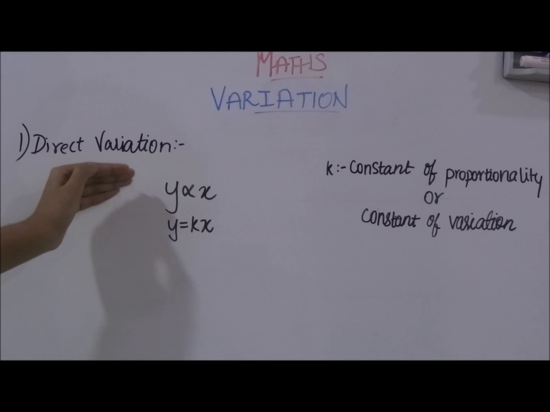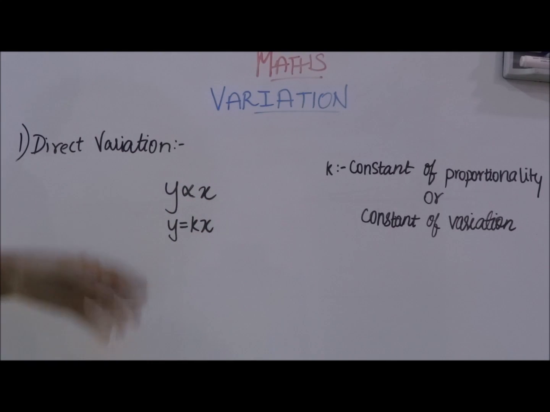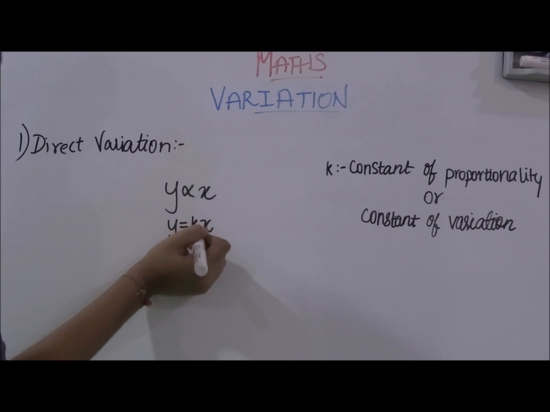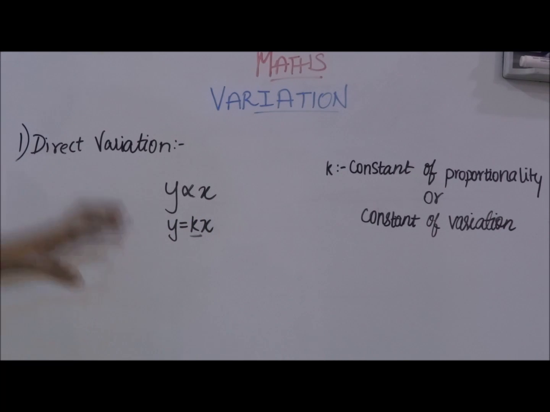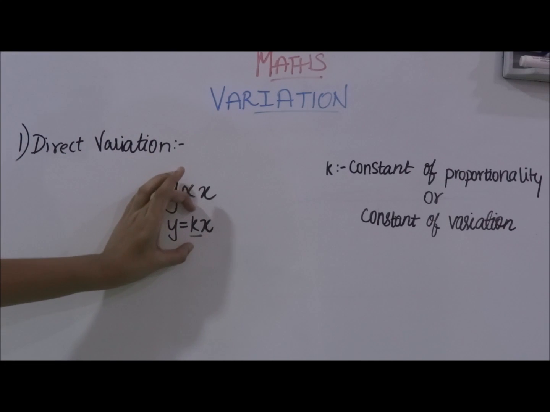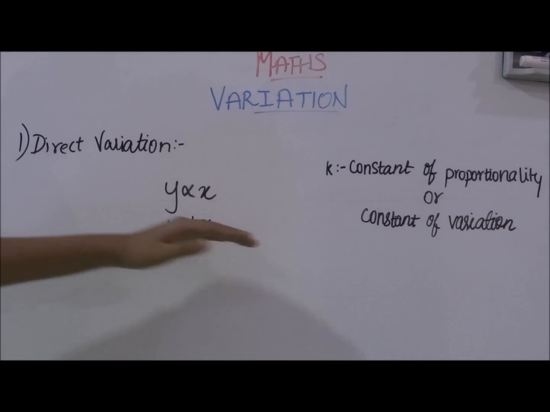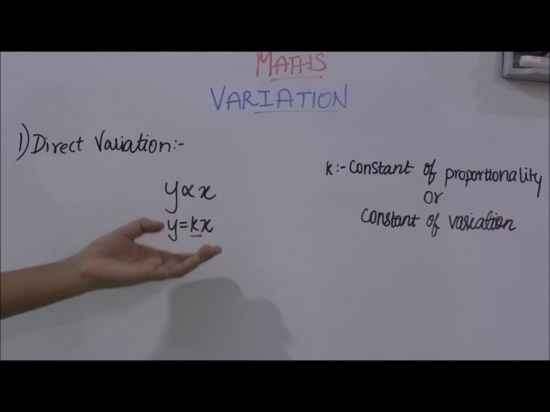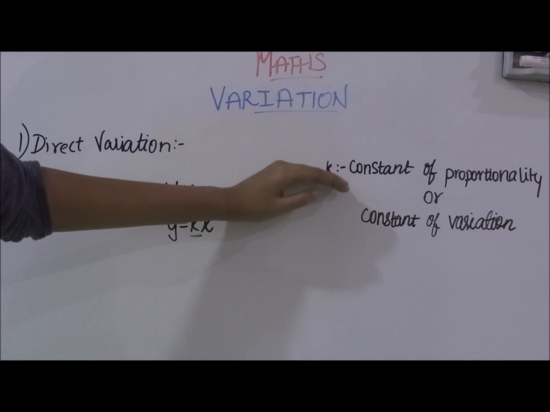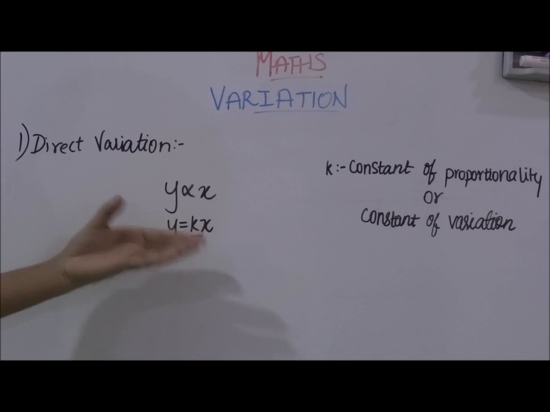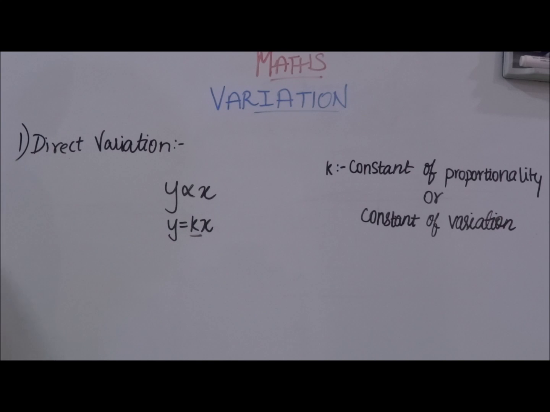When we write y is directly proportional to x, we can also write y is equal to kx. This k is the constant. That is, in a straight line graph, it will be the gradient. The value of this k will always remain the same even if the values of x and y change. Therefore, this k is known as the constant of proportionality or the constant of variation. This k can be helpful when we solve sums on direct variation.